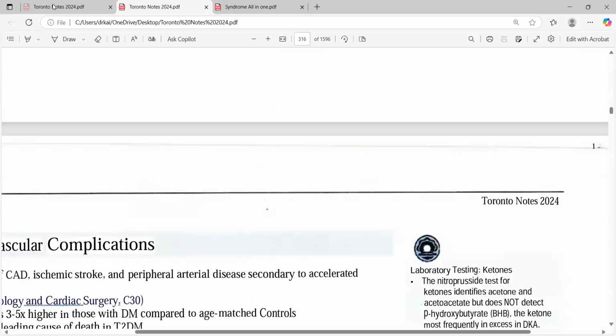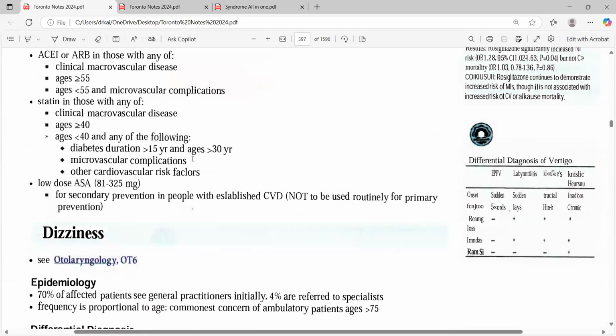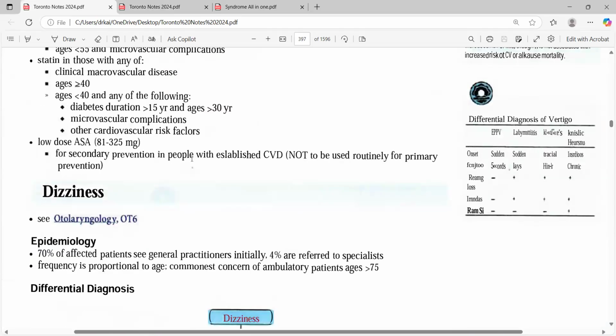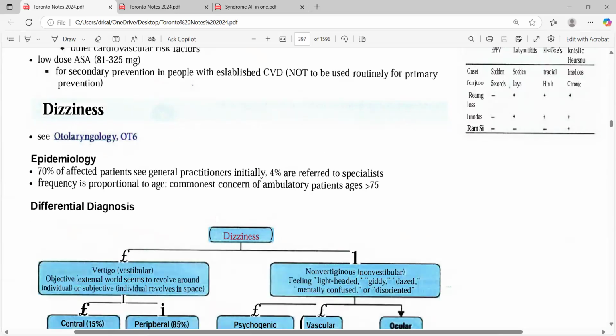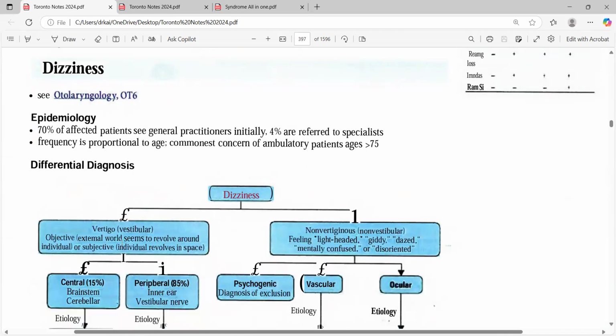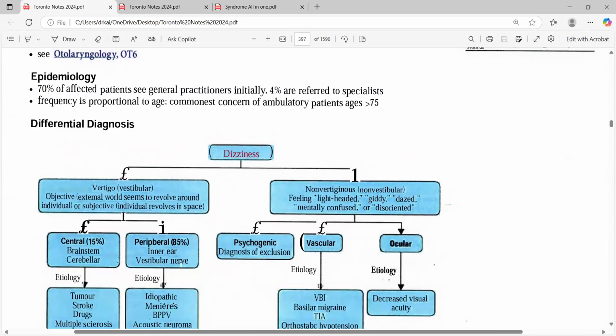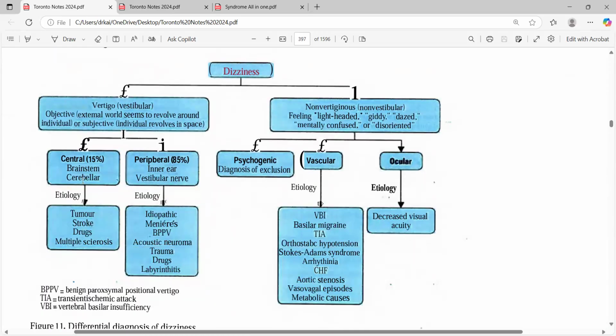Okay. Now we can go back to where we were in family medicine. Let's try to finish family medicine and we can start epidemiology from tomorrow. Then comes dizziness. Dizziness comes as vertigo and non-vertigo. Vertigo is either central or peripheral, and the causes are important. Central comes from the brain, so stroke, drug, or tumor. Peripheral comes from the ears, so mainly ears, BPPV, acoustic neuroma, trauma, and drug.